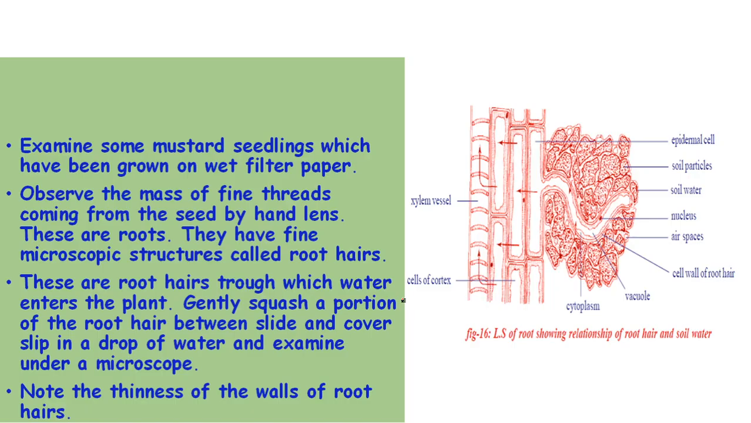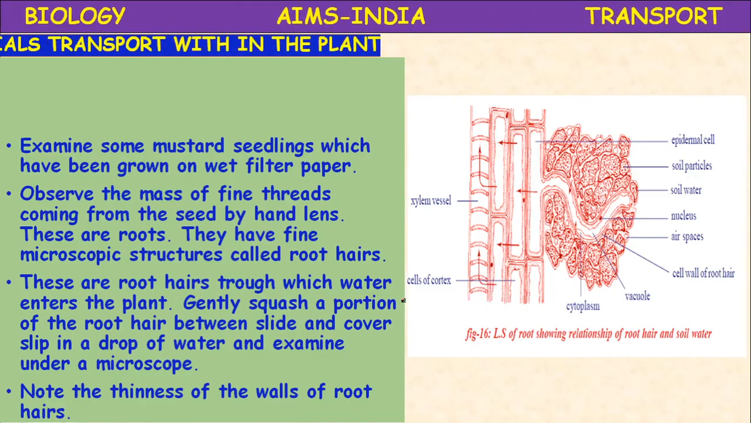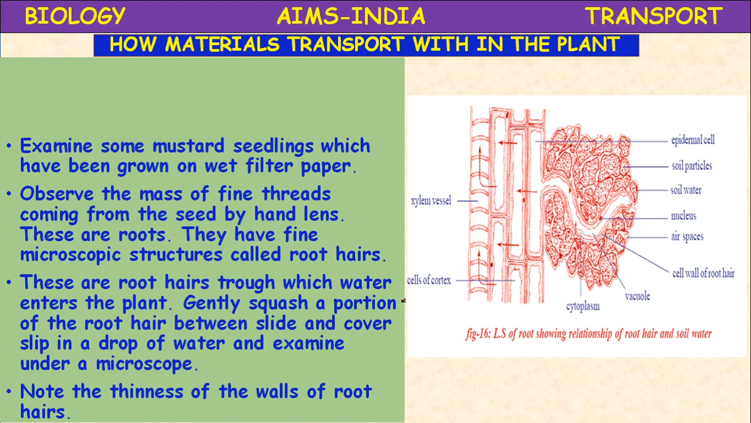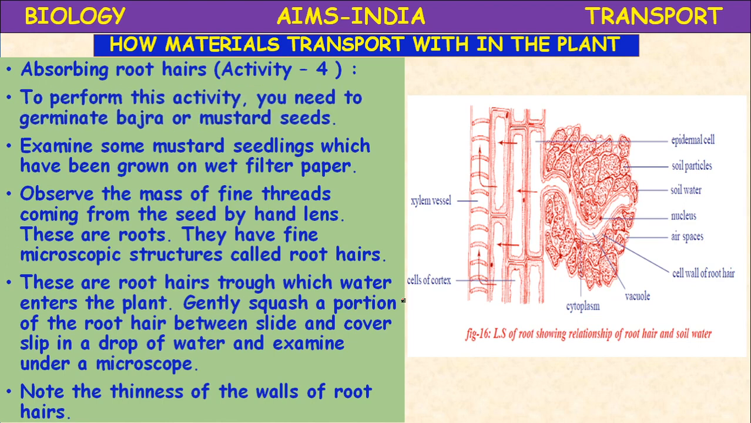Next, how materials are transported within the plants. Observing root hairs, here one activity is given. To perform this activity, you need to germinate bajra or mustard seeds. Examine some mustard seedlings which have been grown on wet filter paper, and observe the mass of fine threads coming from the seed with a hand lens. These are roots.